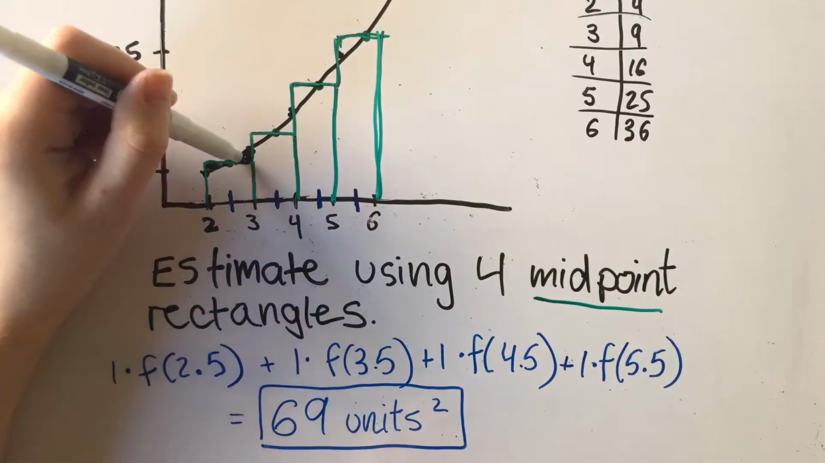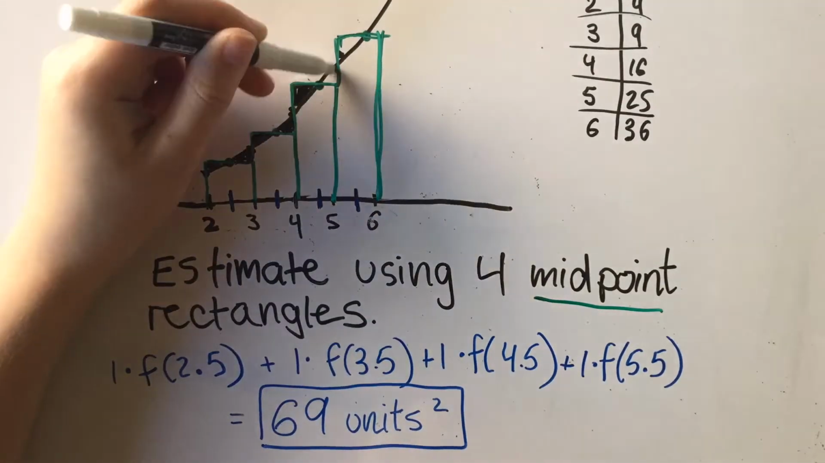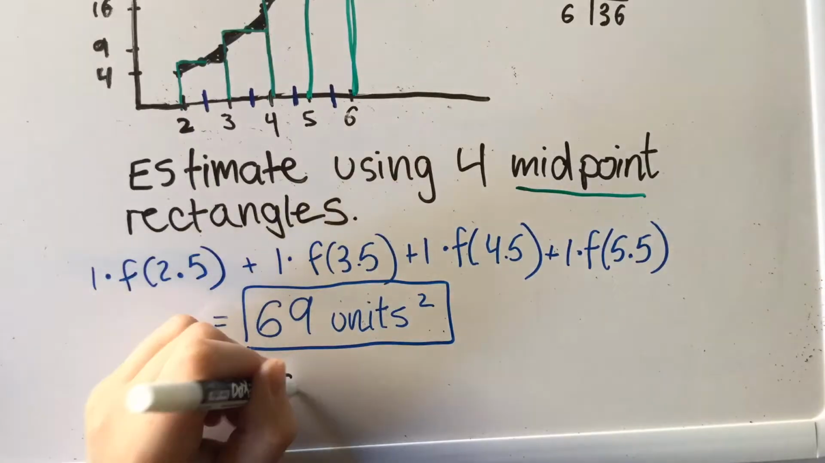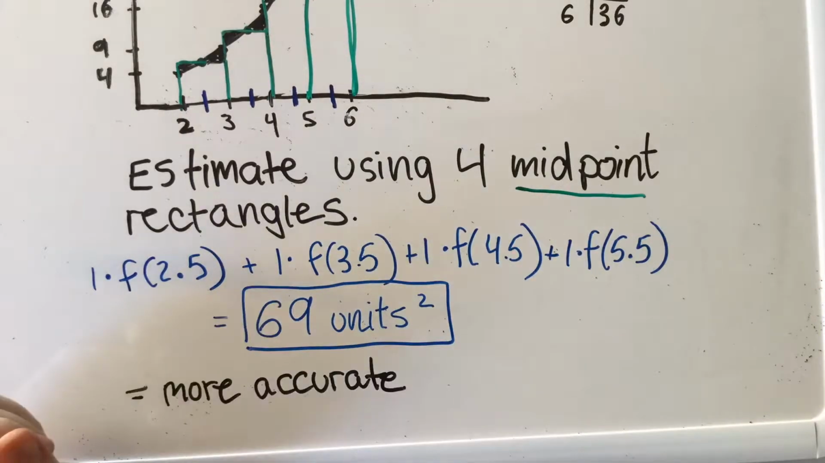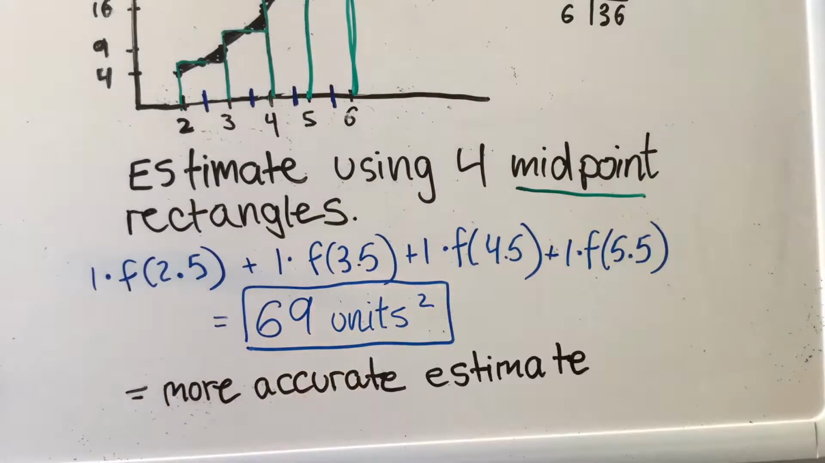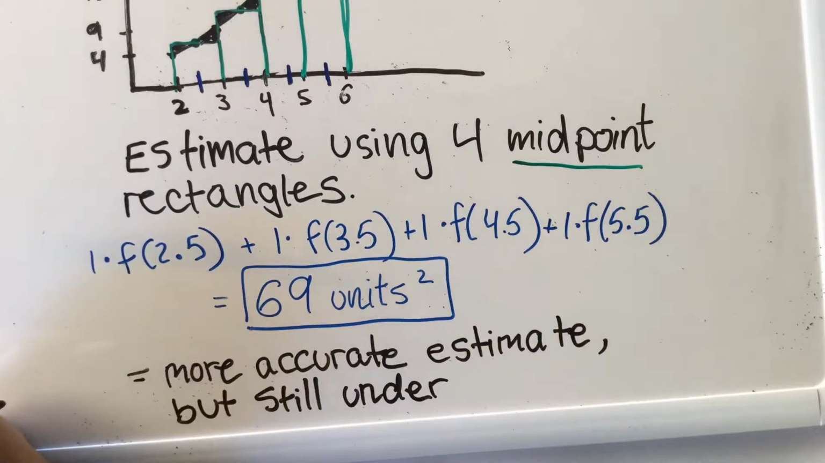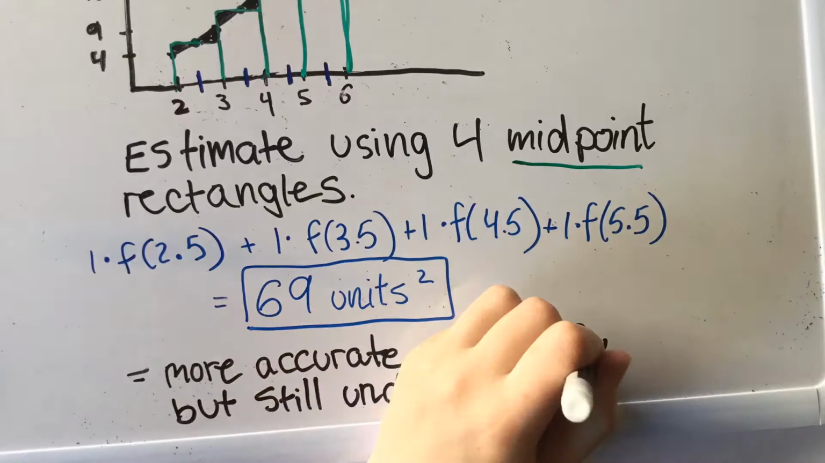And then once again, the midpoint estimate is more accurate than left and right rectangles are, but it's still going to be a little bit of an underestimate. You can kind of see by what I filled in on the graph. But if you were to actually test it and compare it to the actual area, you would find it to be an underestimate.